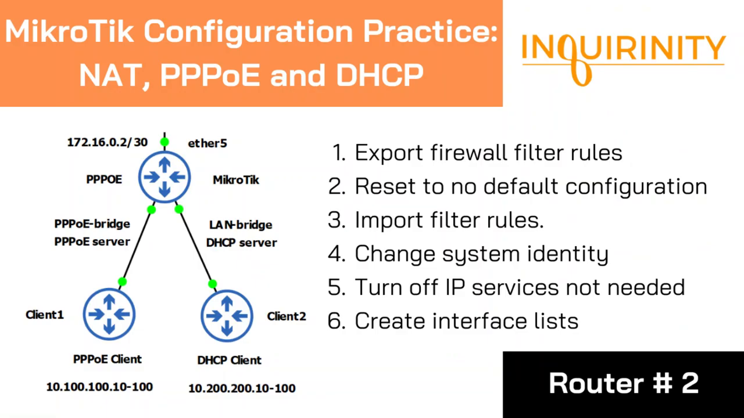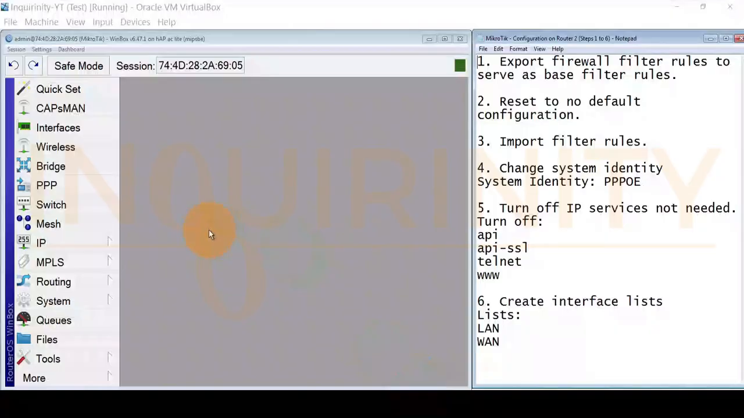We are now ready to configure our router number 2. The initial steps are basically the same as router number 1. We will export and import our base filter rules, change the system identity, turn off IP services that are not needed, and create interface lists. So we are now at our router number 2, and these are the steps that we need to do for this MikroTik. Step 1, or task number 1, 2, and 3, are basically the same as what we have in our first MikroTik router.